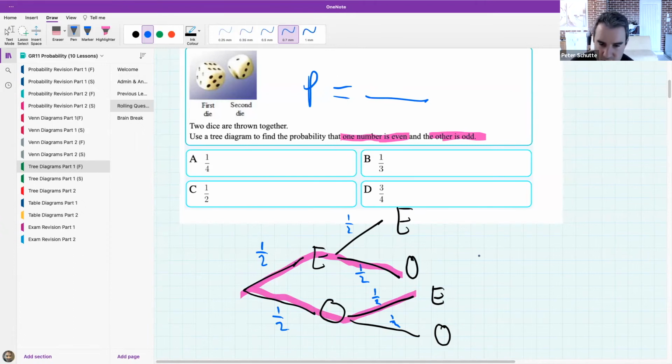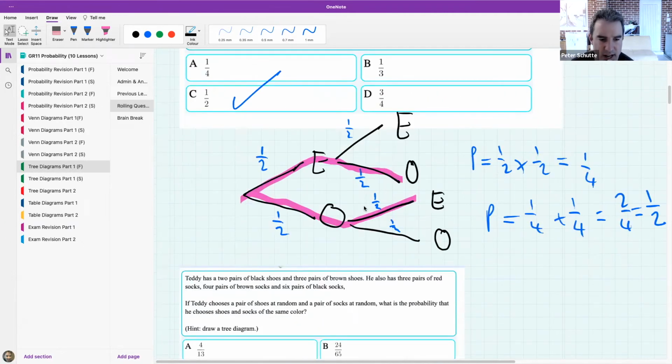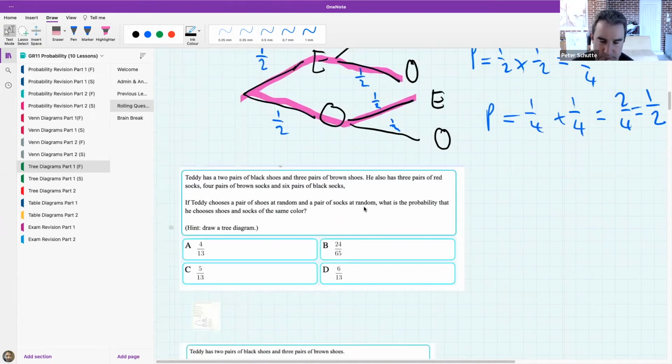And so the correct answer: the probability of one of the branches is just going to be a half times a half, which is a quarter. But because you've got 2 branches, the final answer would just be a quarter plus a quarter, which is 2/4 or a half. And so the correct answer is going to be C. Another way of seeing that is just to see that only 2 of the 4 branches are favorable for this particular question. Okay, let's try a slightly harder one.